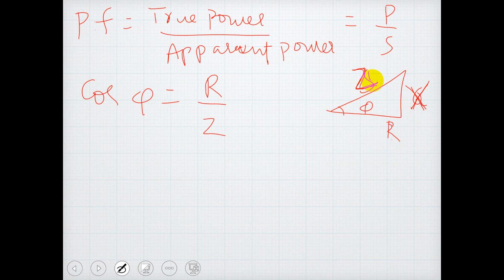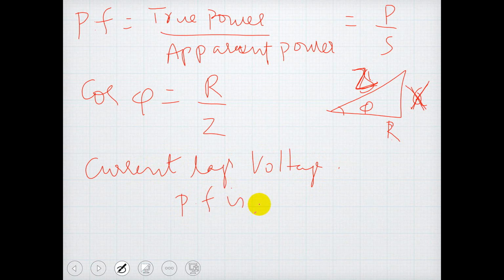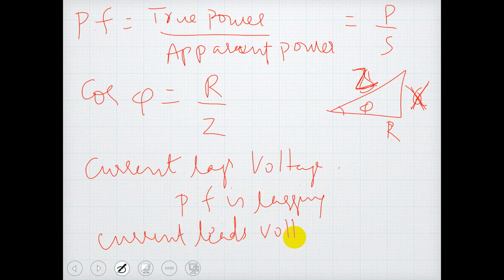If the current lags the voltage, the power factor is said to be lagging. If current leads voltage, then the power factor is leading. Correct, power factor is leading.